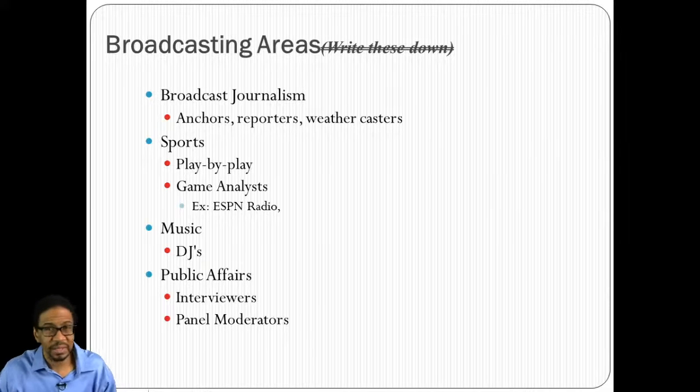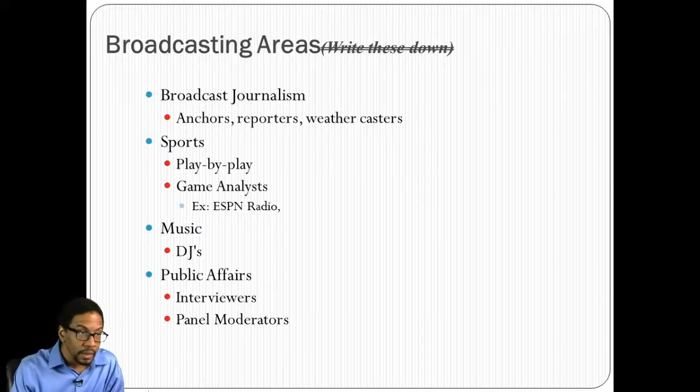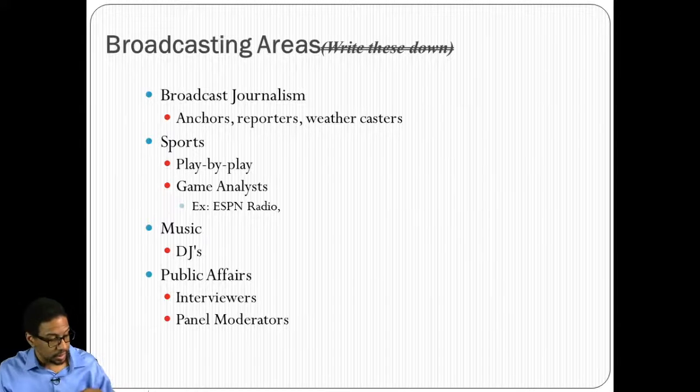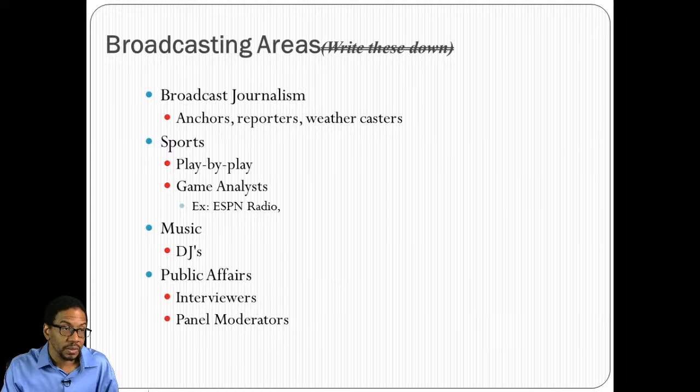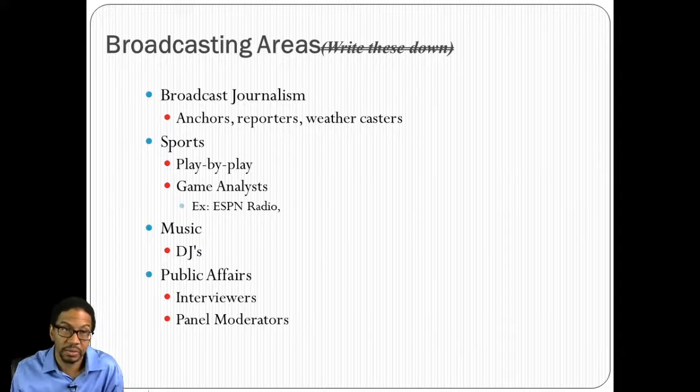Now, some areas of broadcasting. So broadcasting journalism, that's what most people ideally think of. So news stuff. You have your anchors, your reporters, your weathercasters. I'm sure you guys are aware of that. Also, there's sports play-by-play. So telling, he passed the ball left, dribbles right, fakes left, shoots, scores, all that type of stuff. But also analysts, announcers as well.